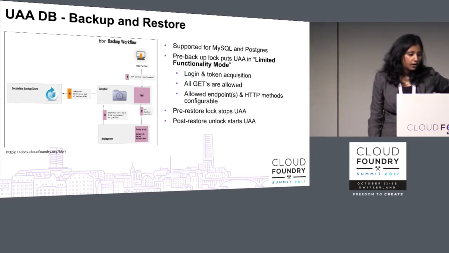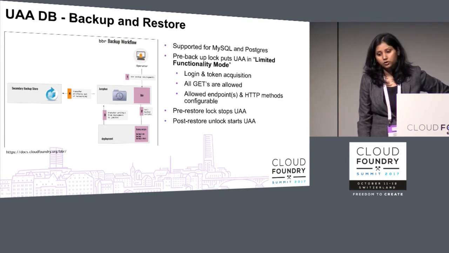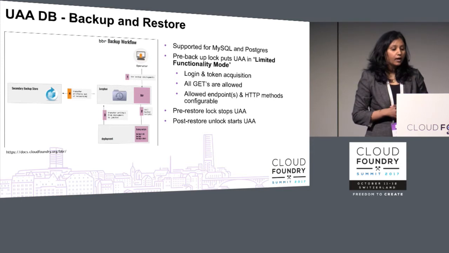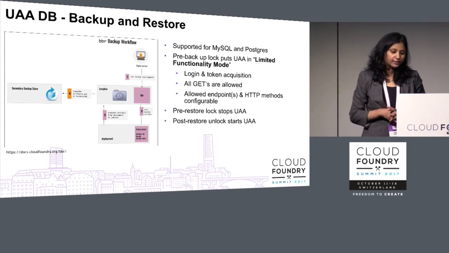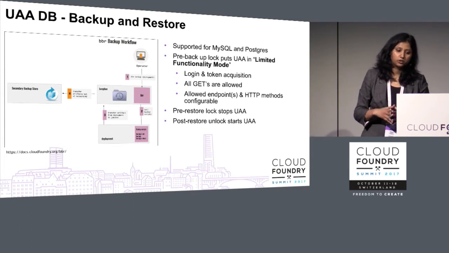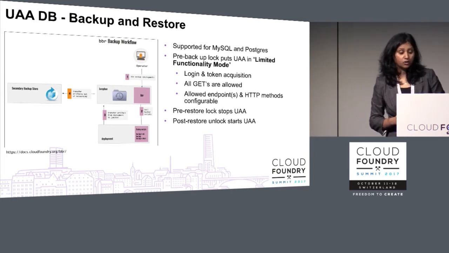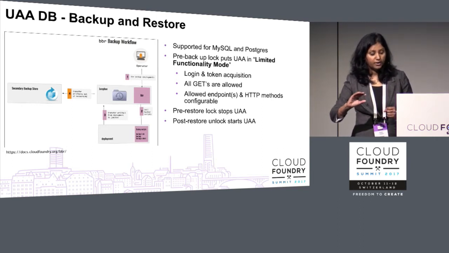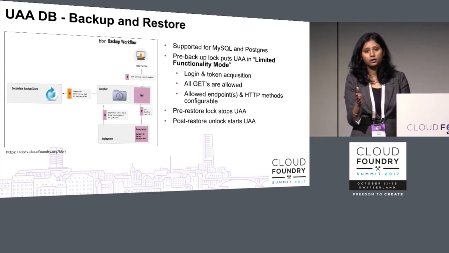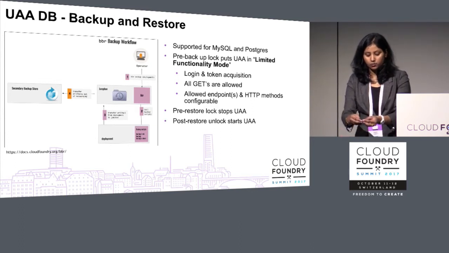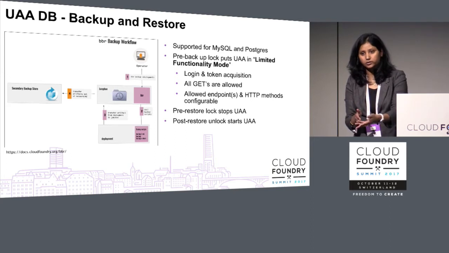Backup and recovery. Backup and recovery is basically a process through which you can back up the state of CF, and part of that state is the UAA database. You can restore it in a disaster recovery site. As an operator, the way we have simplified the backup and restore procedure for CF is there is something called Bosch BBR. UAA implements this framework through which there is a series of things that have to happen, starting with a pre-backup lock, then you do the backup, then you unlock, and then on the recovery site, you perform a pre-restore lock, then you restore, and then you unlock.